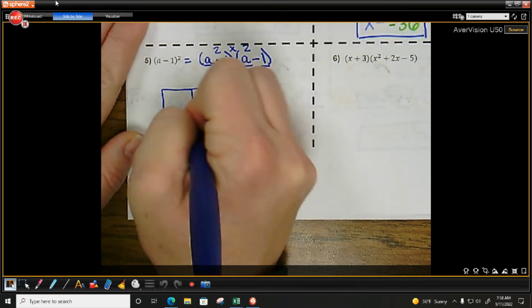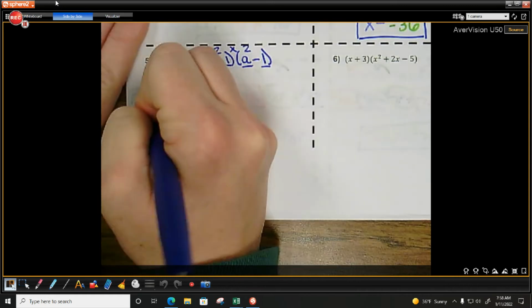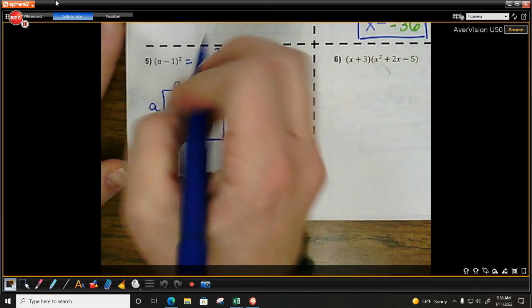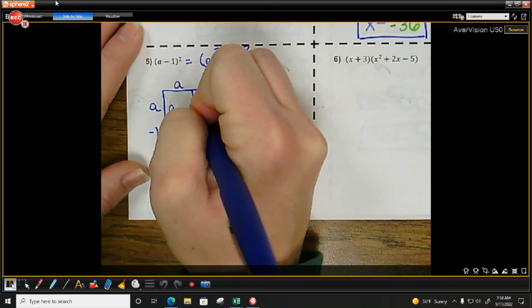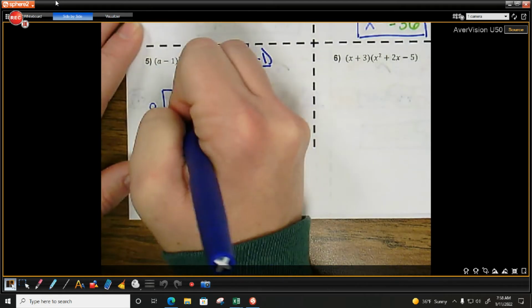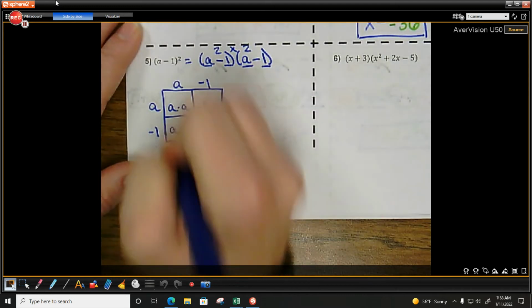So a and minus 1, a and minus 1. Fill in your a column. Fill in your negative 1 column. Fill in your a row. Fill in your negative 1 row.